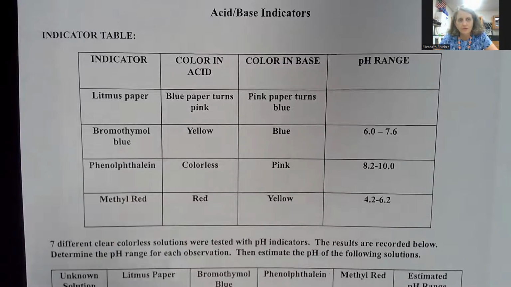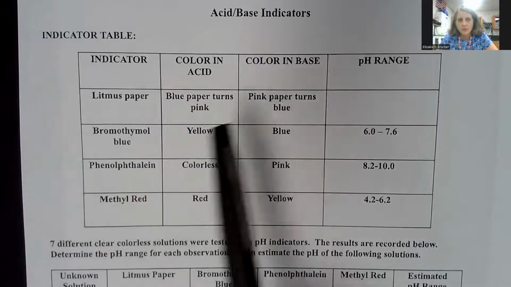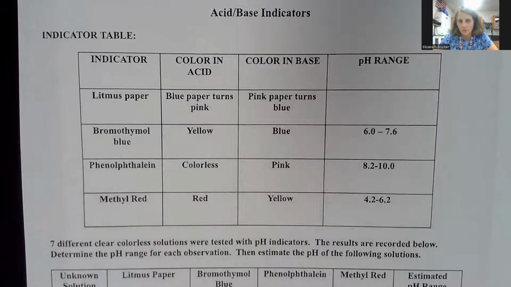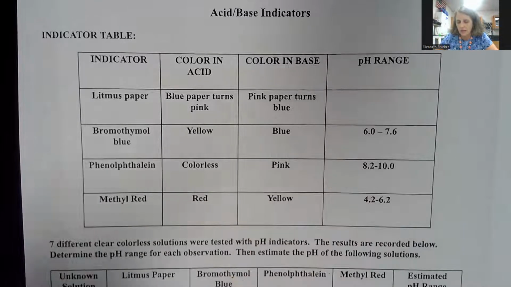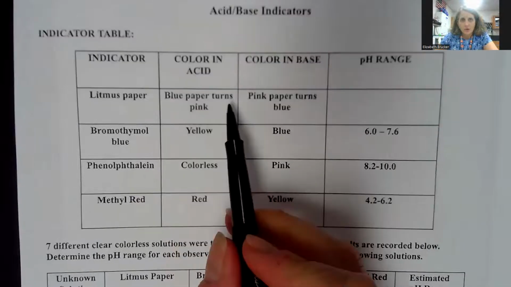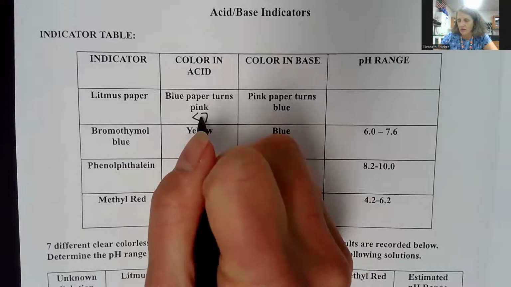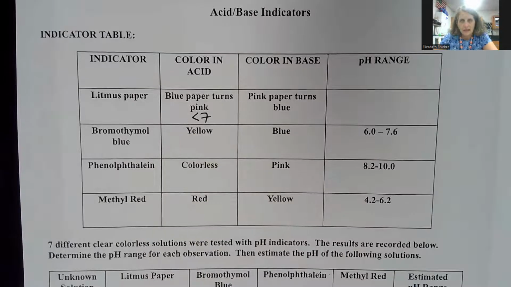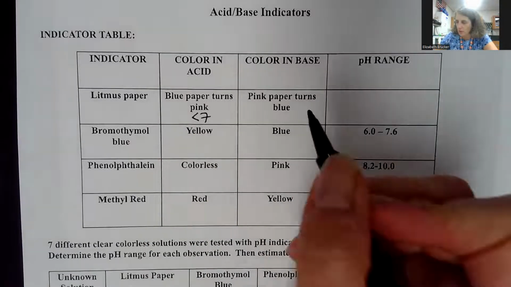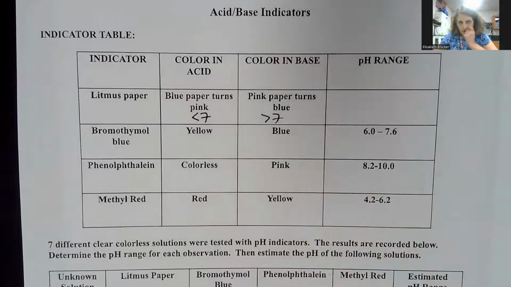So we have the 4 indicators we're going to be using in our lab. We have litmus paper, Bromothymol Blue, Phenolphthalein, and Methyl Red. And what I'm going to do is put underneath each one what the color change is telling me about the pH range. So if blue paper turns pink, we are going to assume that it is less than 7, so that it might be an acid.